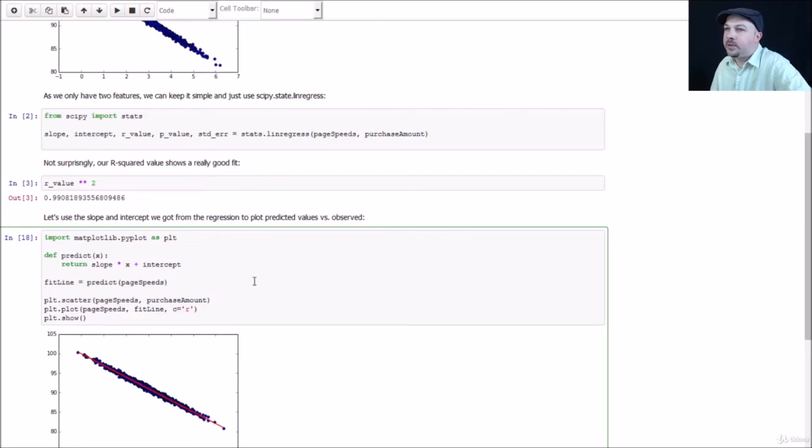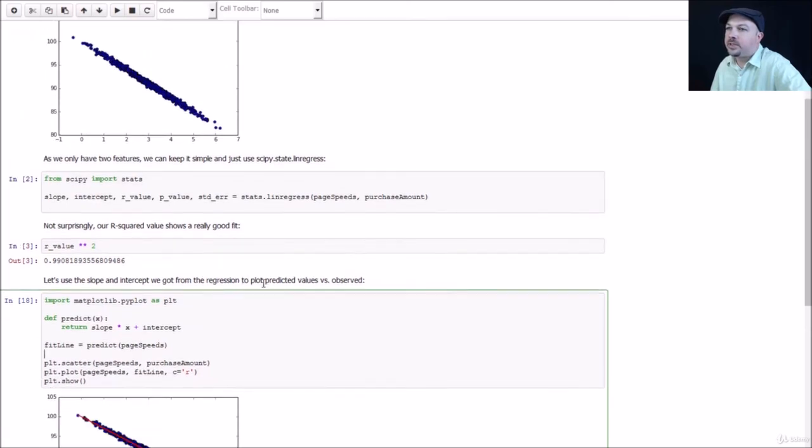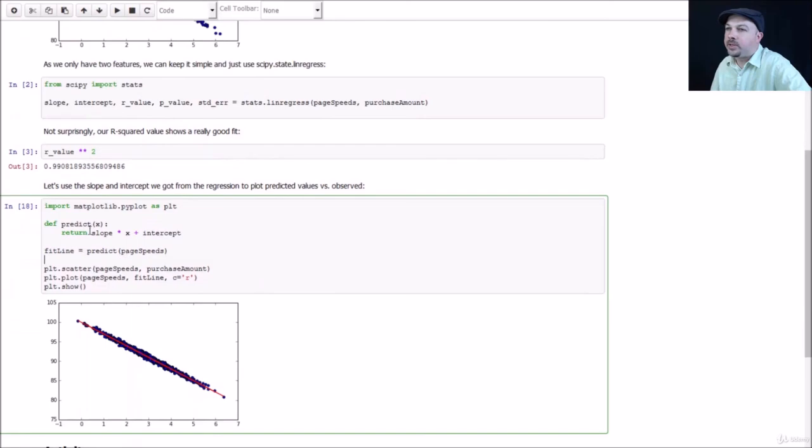So this little bit of code will actually create a function to draw that red best fit line alongside the data. So a little bit more of matplotlib magic here. We're going to make a fit line list, and we're going to use this predict function we wrote to take the page speeds, which is our x-axis, and create the y function from that. So instead of taking the observations for amounts spent, we're going to find the predicted ones just using the slope times x plus the intercept that we got back from the linregress call above.